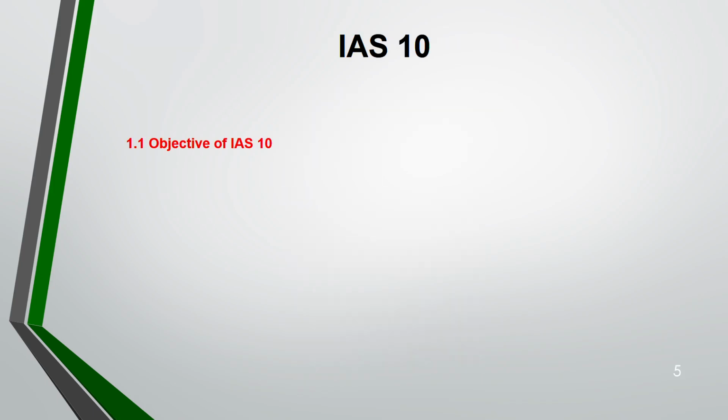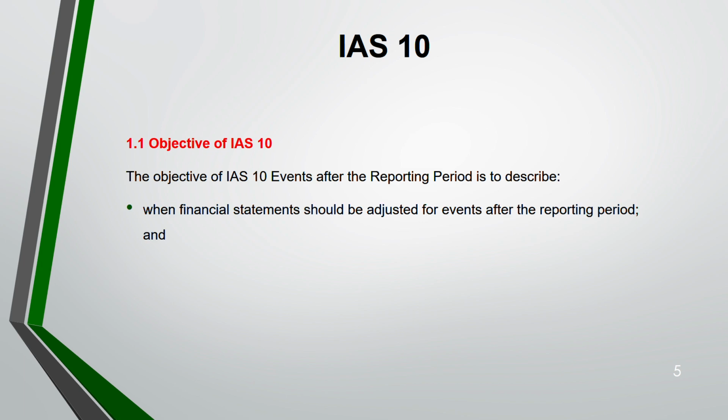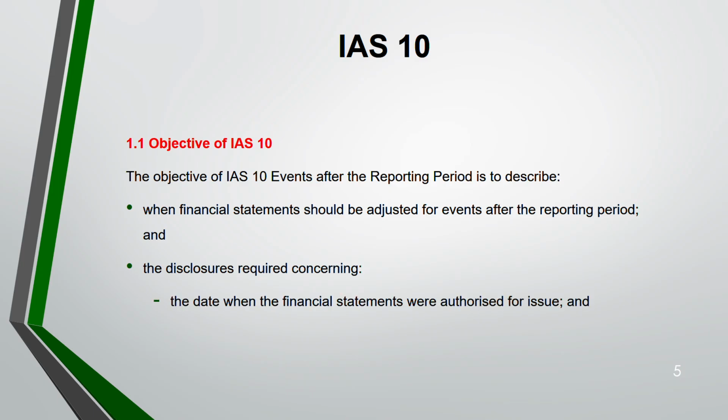Now, starting with the objective. The objective of IAS 10 is to describe when financial statements should be adjusted, and when financial statements require disclosure. So they require disclosure regarding the date when financial statements were authorized for issue and events after the end of the reporting period.